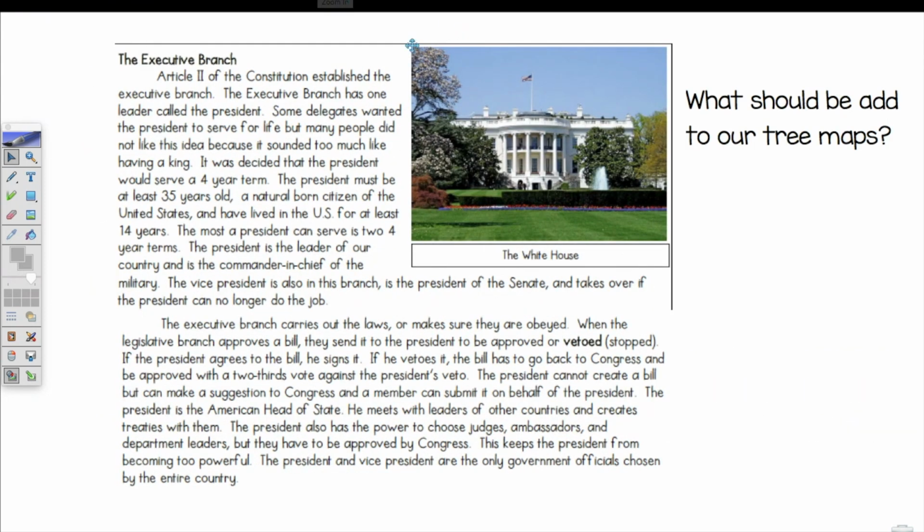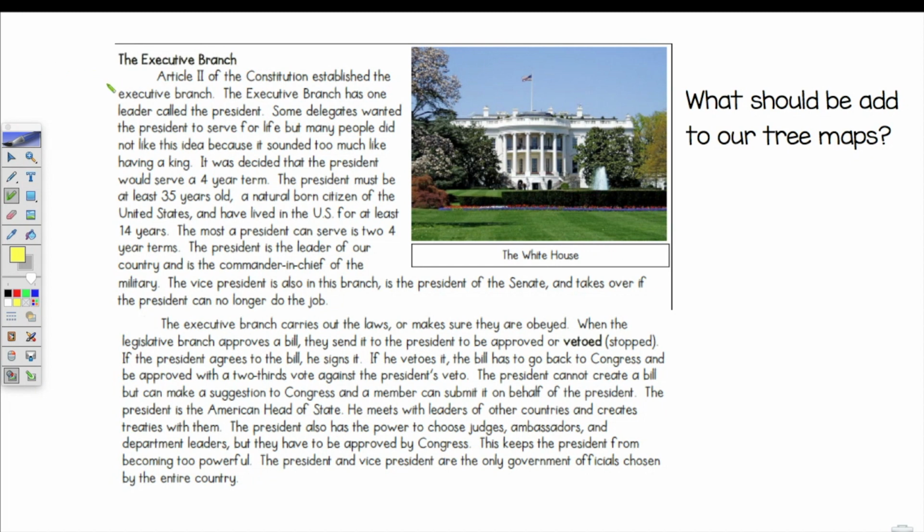I'm sure many of you recognize this here. This is a photograph of our White House because the next branch on our tree map is all about the executive branch. I'm going to grab my highlighter because we're going to highlight some important information for that middle branch here.